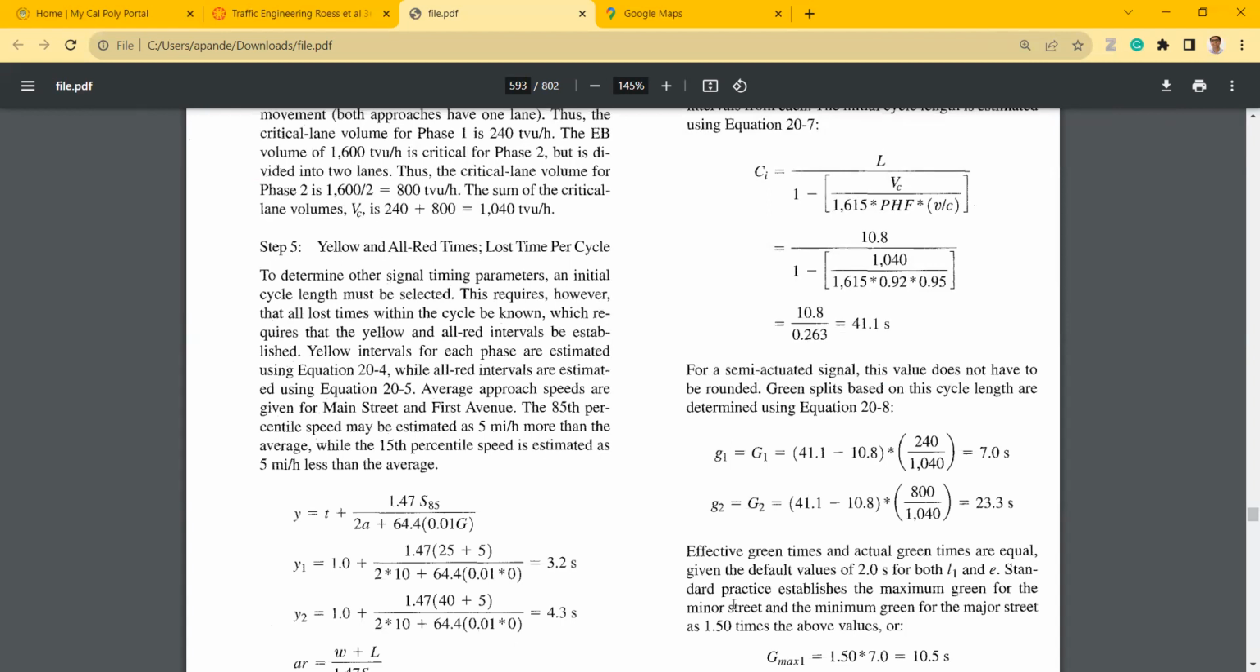This is that formula. G1 represents the green time for north-south. And then G2 represents the green time for east-west.